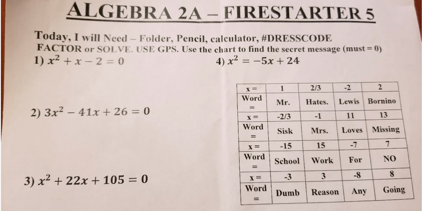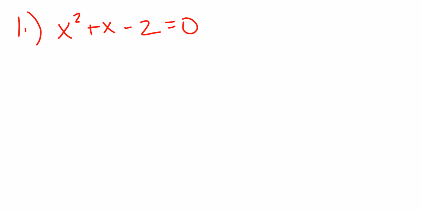All right, so this is what our Firestarter looks like. It's got 4 equations. The box here, like I said, there's 16 words there. Only 8 of them are used. I kind of made some of those words very similar. Now we're just going to solve those like we would using the GPS, and then we're going to have our answers.